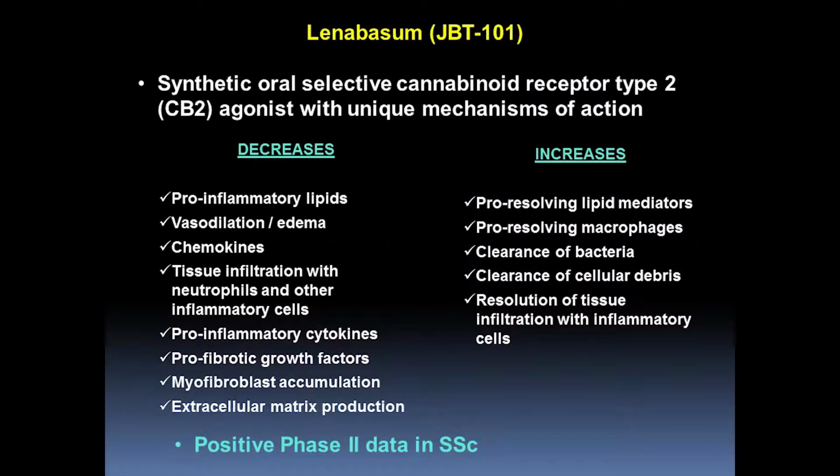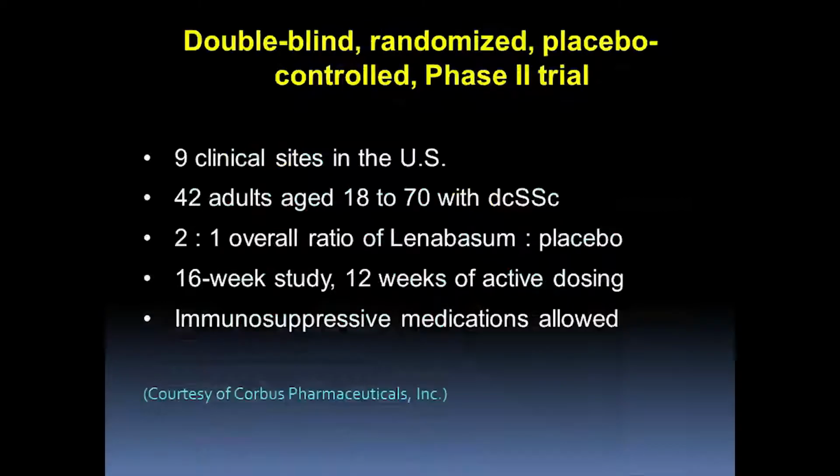Lenabasum is the drug that we already heard about. This is a selective cannabinoid receptor type 2 agonist. The beneficial effects are on these, and you can see this in the slides. It increases clearance of cellular debris, and also helps resolution of tissue infiltration with inflammatory cells.